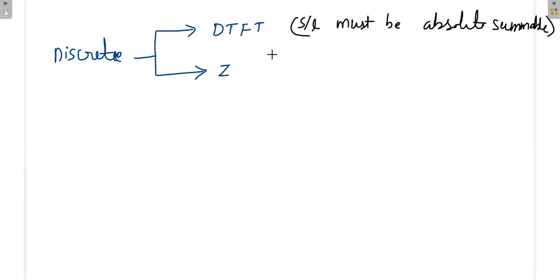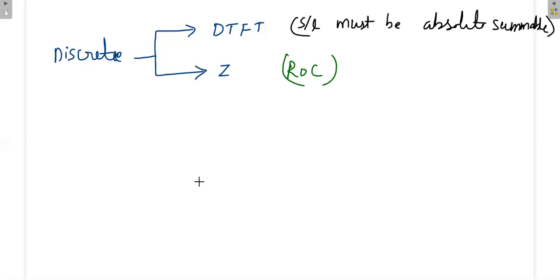Whereas in case of Z transform, it could be anything. The signal need not be absolutely summable, but here we'll be introducing one extra factor. Even if the ordinary summation is not converging, that factor will try to converge the series. It will try to converge the divergent series. For that, here we'll be using the ROC concept. Under some value of Z, the series will converge. So even if the signal is not absolutely summable, we can write the Z transform.